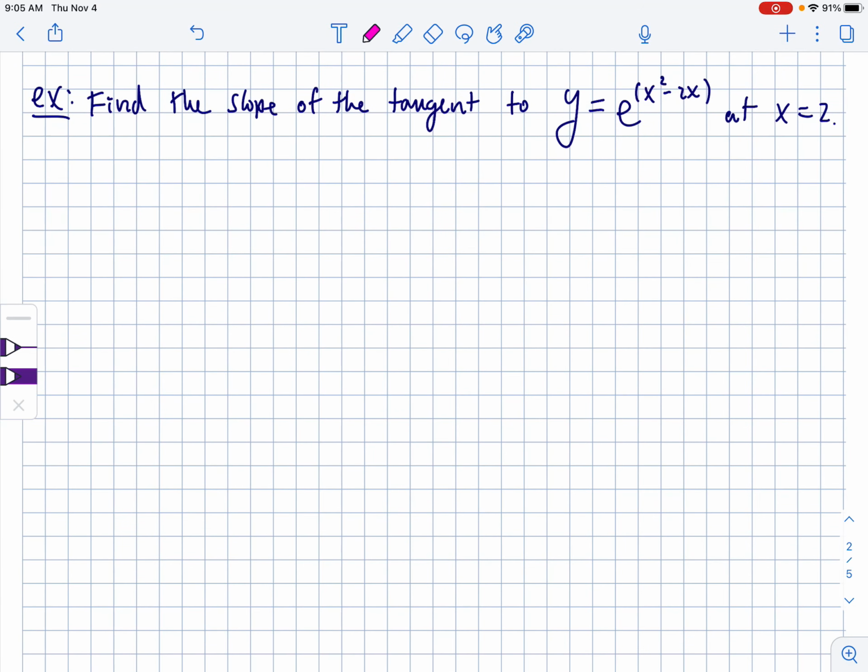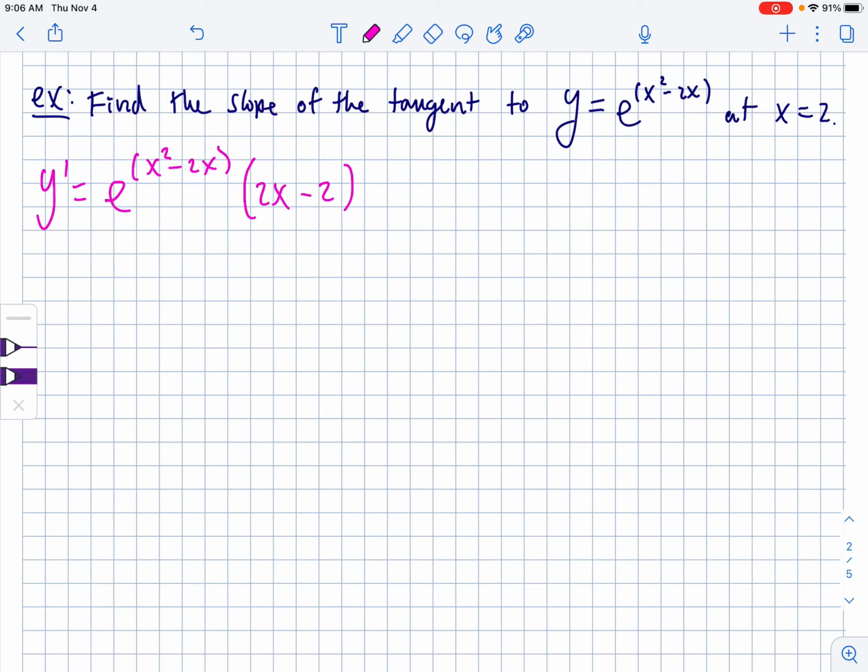Find the slope of the tangent to y equals that. So when I'm seeing that function, I'm thinking chain rule. Slope of the tangent means we just have to plug something into the derivative. So chain rule: derivative of the outside with the inside untouched times the derivative of the inside. That's basically your derivative.